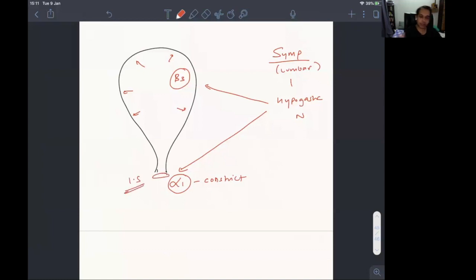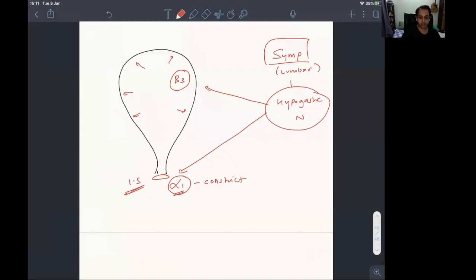So alpha 1 in the internal sphincter, the sympathetic system, when it acts via the hypogastric nerve, it causes the alpha 1 receptors to cause the internal sphincter to constrict, and therefore it reaches a storage state. Fine.